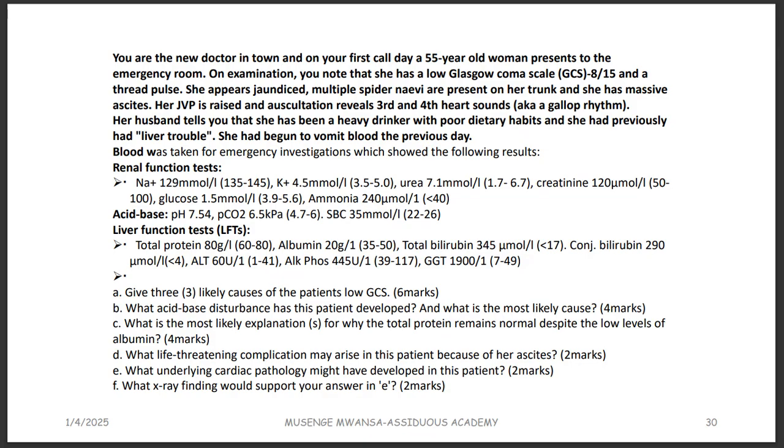Thank you so much. So the accumulation of ammonia can be one cause of the low Glasgow Coma Scale. Actually, what happens is that normally in our body, like the GIT, we have bacteria that will be producing ammonia, and ammonia is also produced from the breakdown of a lot of proteins in the body. Now the ammonia is toxic. It is supposed to go to the liver to be converted into something less toxic, which is urea.